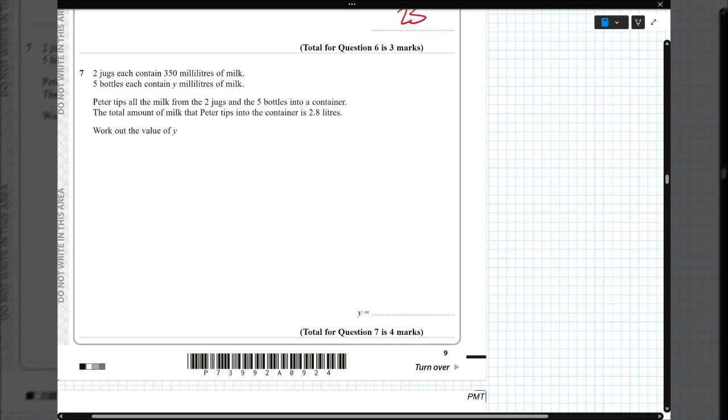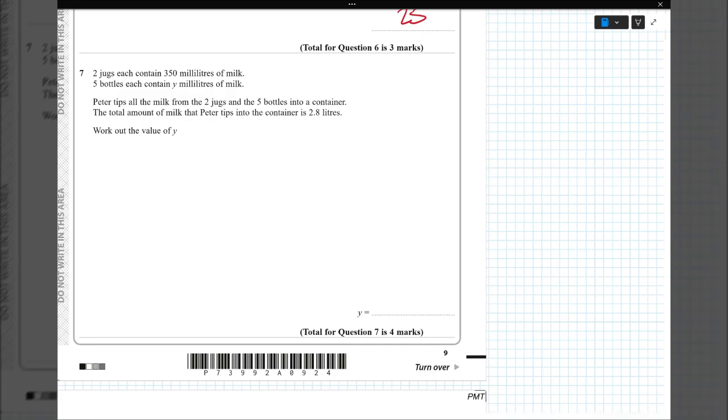Hi team, so number 7. 2 jugs each contain 350 millilitres of milk, 5 bottles each contain Y millilitres of milk. Now Peter tips all the milk from the 2 jugs and the 5 bottles into a container. The total amount of milk that Peter tips into the container is 2.8 litres. Find the value of Y.